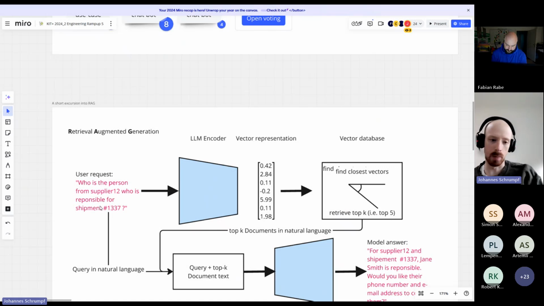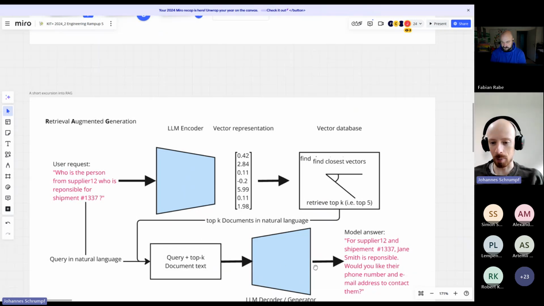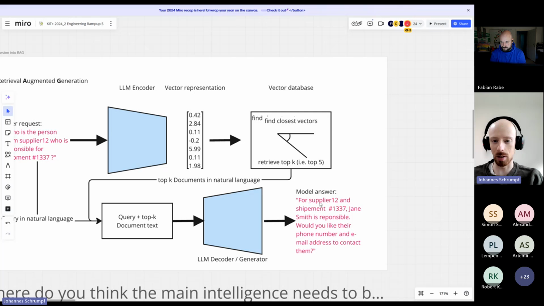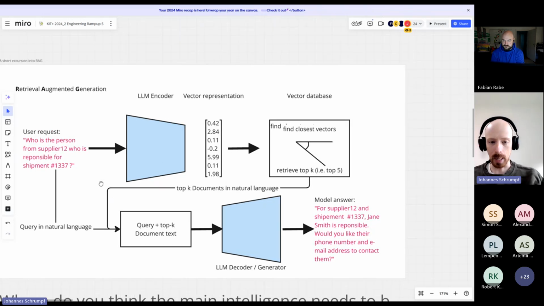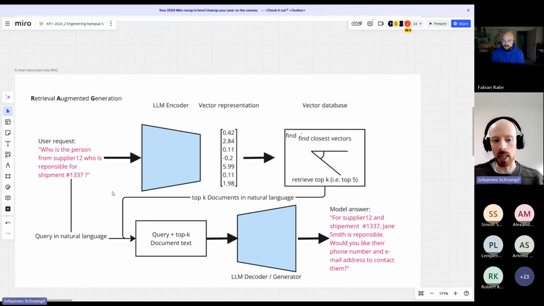So here the user is asking for very specific information that the retrieval augmented generation system is supposed to retrieve from some internal system. And then here on the very bottom right, the model answers with some answer. So for example, the person responsible is Jane Smith, and then it follows up with a question, would you like to have the phone number or the email contact or something like this? And now let's take a look at what happens internally with this.